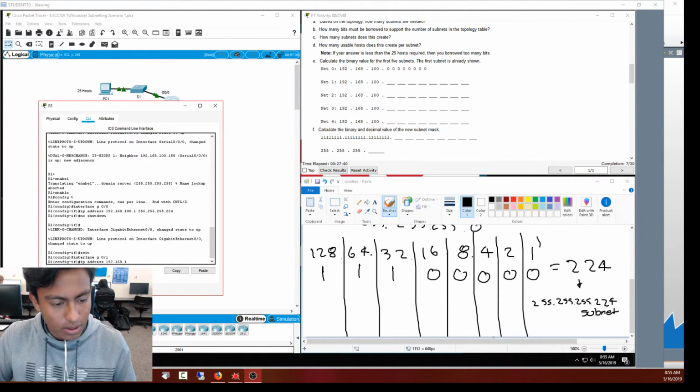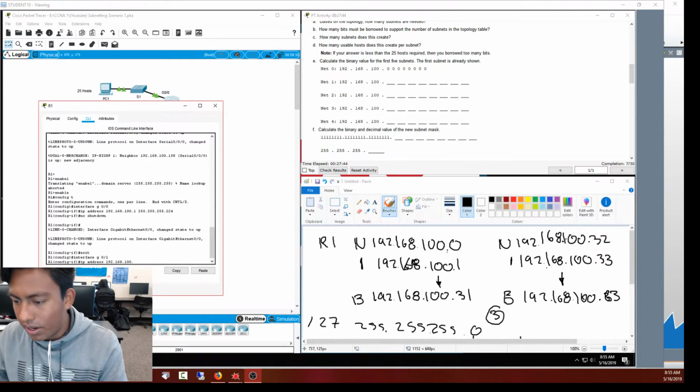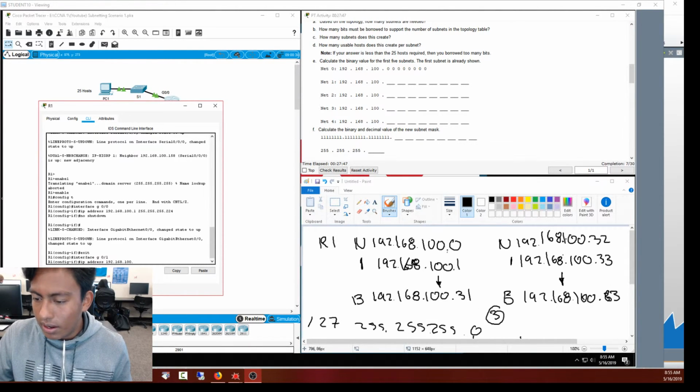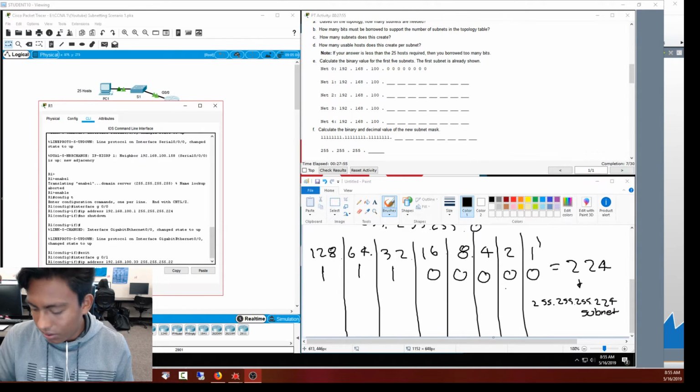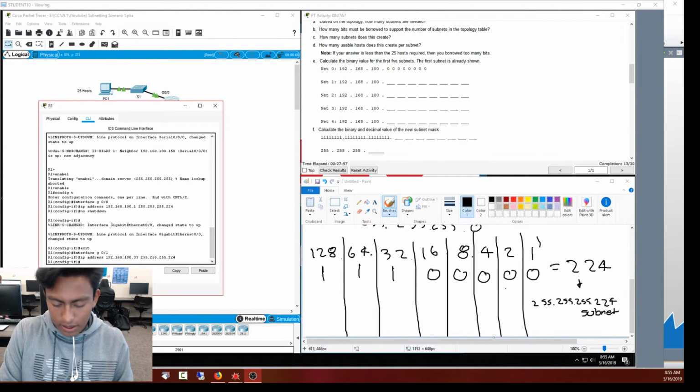Say 192.168.100, and that's going to be the next one that we had made, which is right here to the right, which would be .33. And then 255.255.255, and what we said, 224. And again, no shutdown.